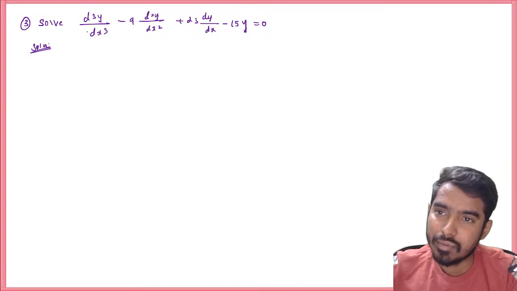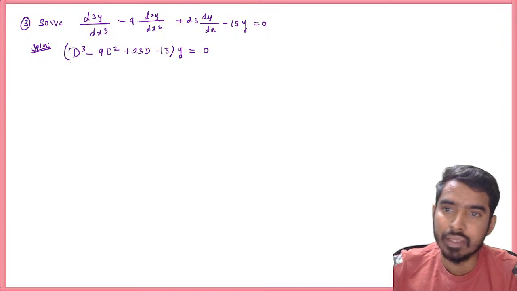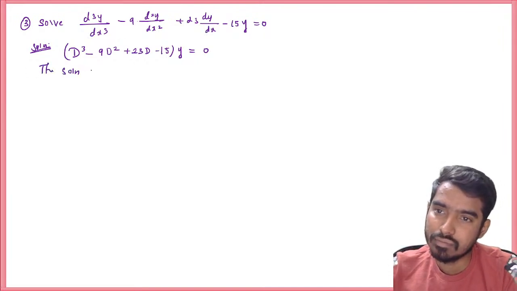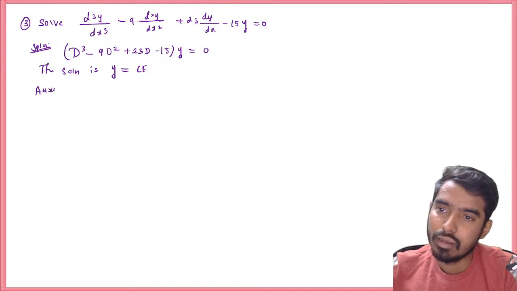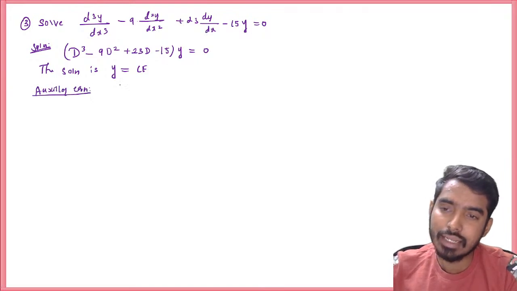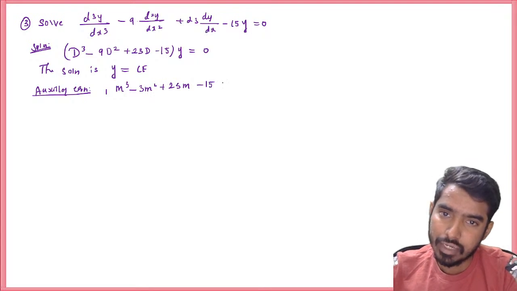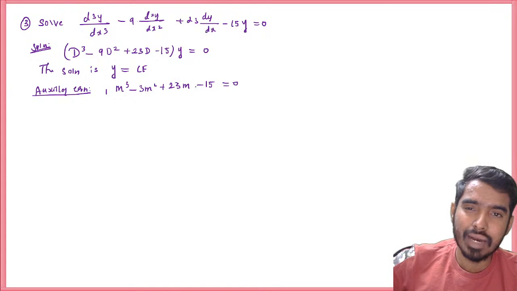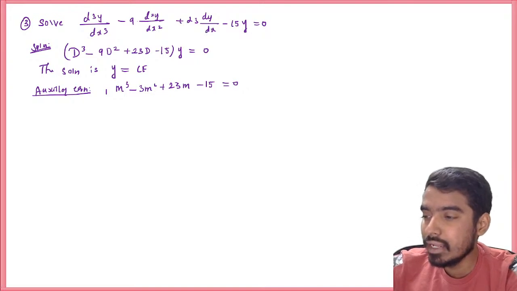So for type 0, this is the same as d cube minus 9d square plus 23d minus 15 of y equal to 0. You just take this y common. Now, the solution is given by y equal to the complementary function alone. Now, how to find the complementary function? First, you find the auxiliary equation, which is m cube minus 9m square plus 23m minus 15 equal to 0. This is a third degree polynomial. You will have 3 roots. You need to find the roots. So you can find the first root by trial and error method. So what is the first root here?